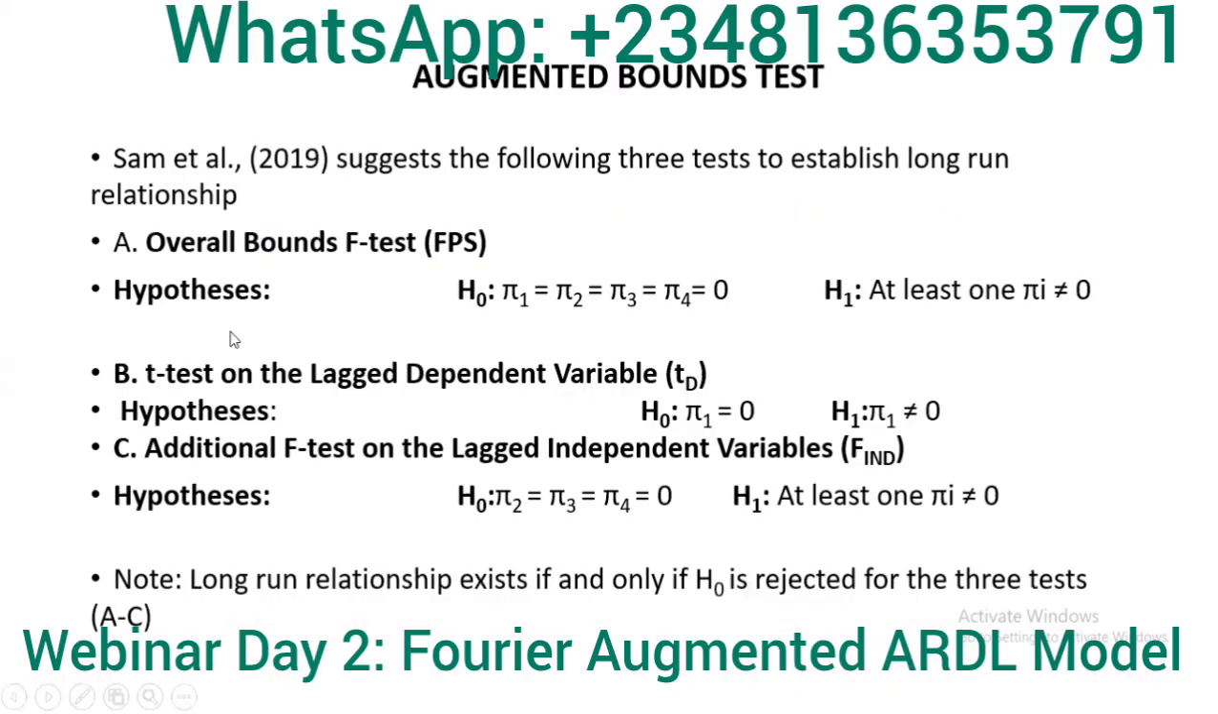As usual, the augmented bound test has 3 tests. We have test A, that is the overall bound test, the F test. Then we have the t test on the coefficient of the lagged dependent variable. Then we have test C, the F test on the lagged independent variables. We will be happy to reject the null hypothesis for all these 3 tests before we can conclude there is a long-run relationship among the variables.